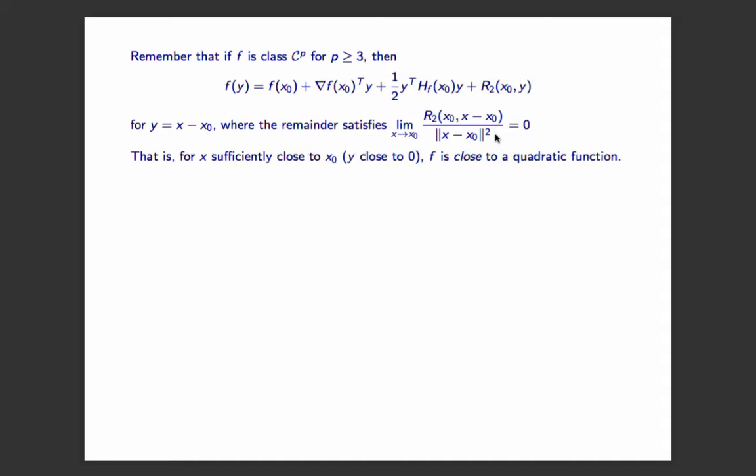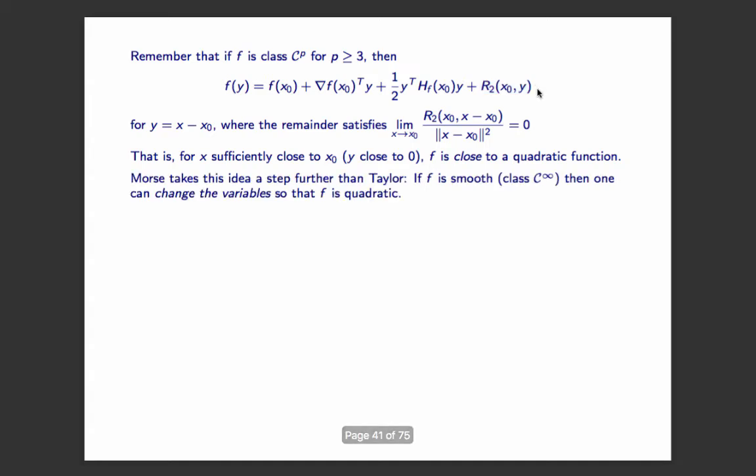That is, for x sufficiently close to x naught, meaning y is sufficiently close to 0, then f is close to a quadratic form, right? This is precisely a quadratic form, because if x is sufficiently close to x naught, then this is fairly small. Now, Morse took this idea a step further than Taylor. He said, if f is smooth, and remember, smooth has a particular meaning, it means class C infinity, then one can change the variables so that f is quadratic, not just close to a quadratic, but is a quadratic locally, that is, at a critical point, which is, of course, where we're interested in studying.